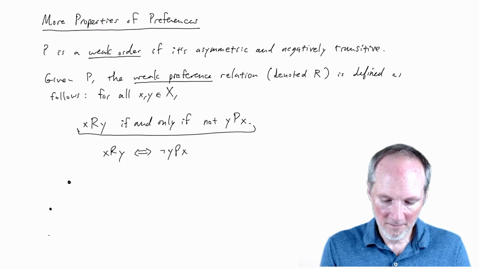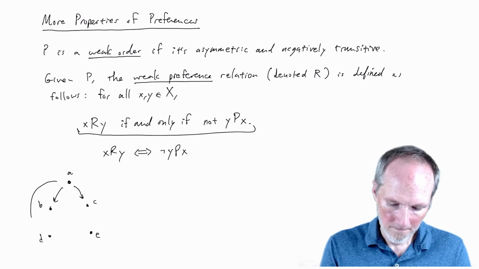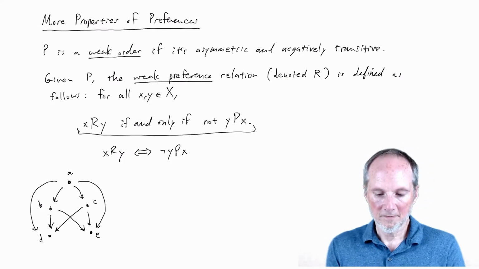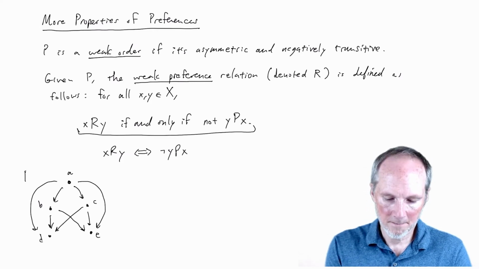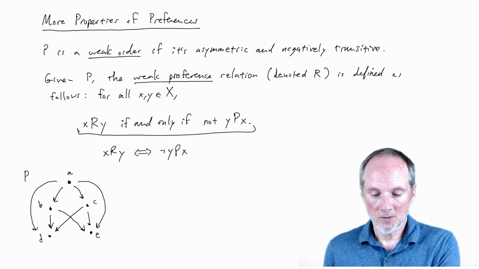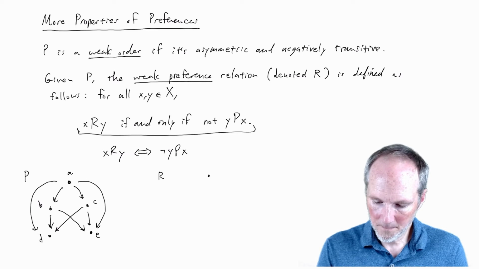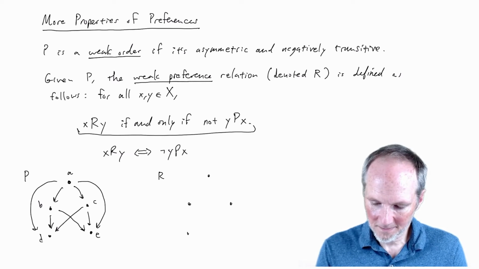Okay, so if you have a strict preference relation, if I give you, let's go back to the one from our first example, I'm going to express this with a directed graph. So if this is our strict preference relation, our P, you can now use this definition to construct the corresponding weak preference relation. Okay, so how do we do that? This graph is going to have more arrows, arcs.